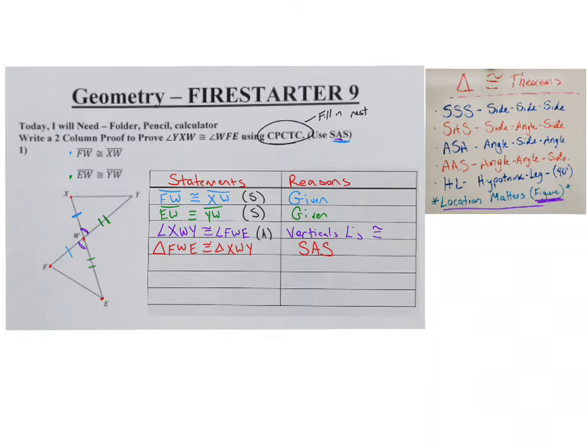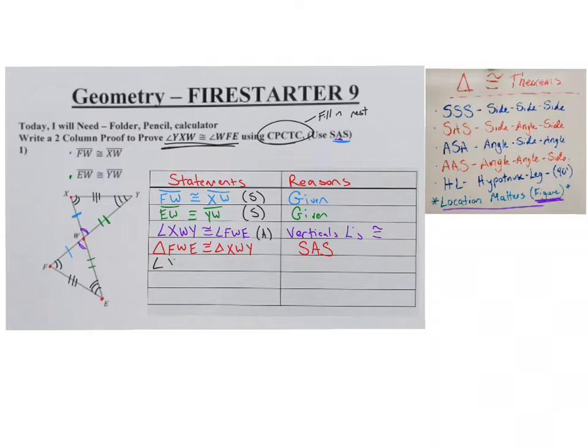So like I could use CPCTC to say this angle across from the 2 dashes is congruent to that angle, or this angle is congruent to that angle. I can also use it to say this side is congruent to this side. So if I didn't tell you a specific thing to prove, you could pick any one of those 3 statements to use CPCTC. But I told you to prove this.